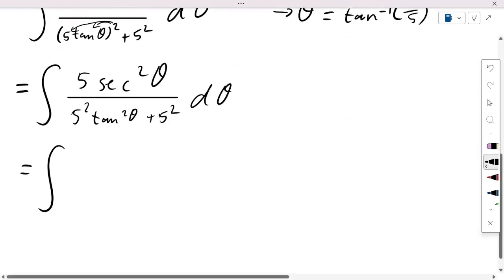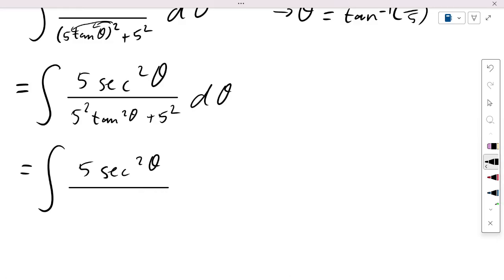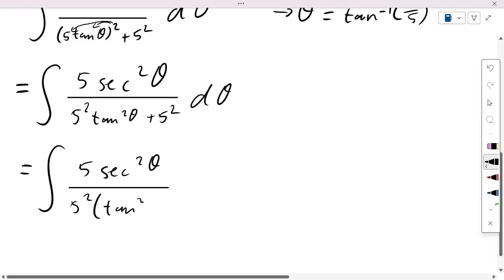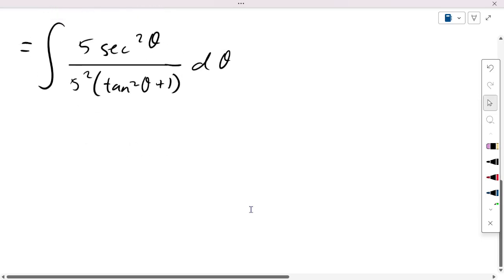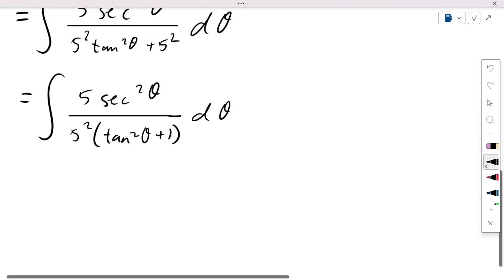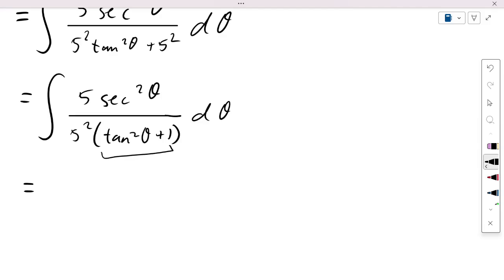So we're going to say that this is the integral of 5 secant squared theta divided by, and then we have 5 squared into, underneath, tan squared theta plus 1, with respect to theta. Alright, now that we've made it this far, we can actually do one more thing over here, because now we have two terms in this bracket. But what does this look familiar to? This looks very familiar.